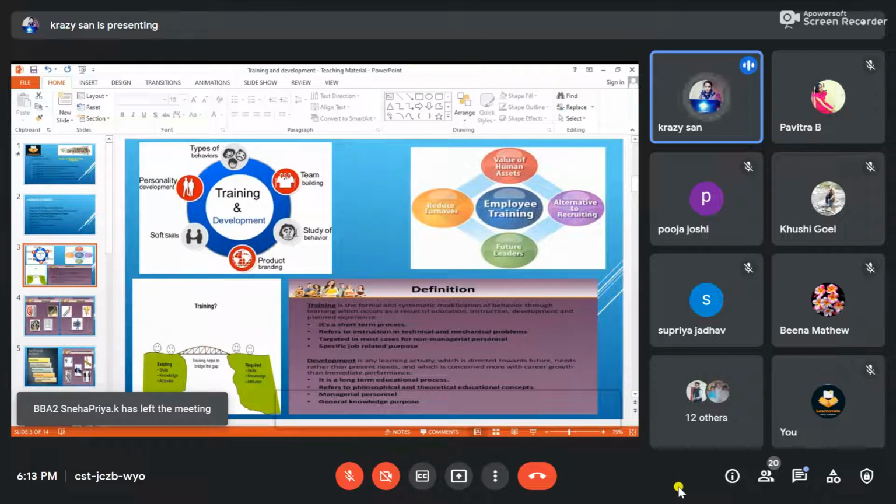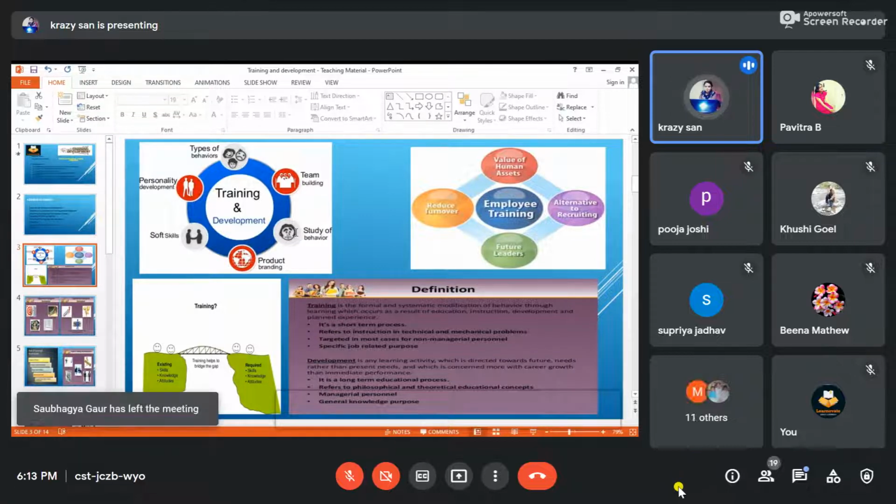Training is very important to us at every step of our corporate world, because when an employee is trained, it's an alternative to recruiting. It reduces turnover, an employee's value as a human asset increases, and future leaders are developed.